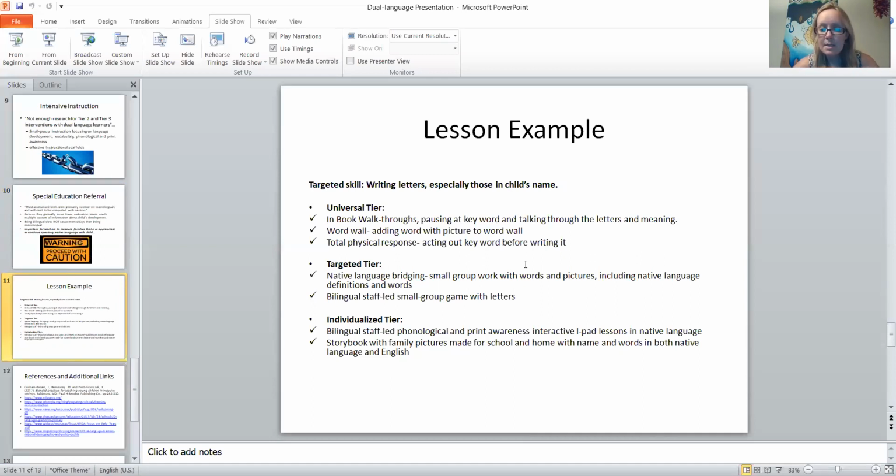The other individualized tier would be a storybook with the family pictures for that child, made for the school and home, with that word and the name in both their native language and in English. And that would be another possible action for that tier.